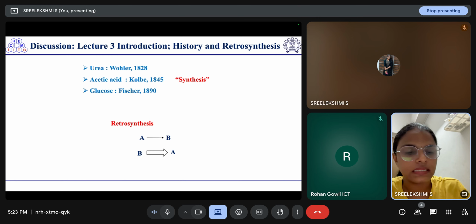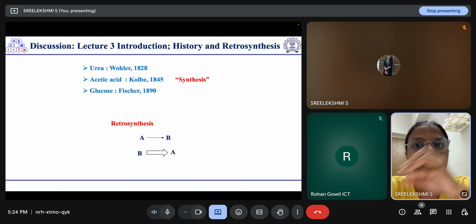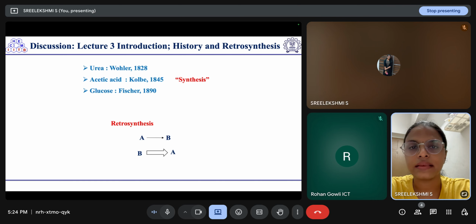Then we have seen that there are basically two ways to complete the total synthesis of a natural product: either a linear way or a convergent way. Linear means we go step by step directly and achieve our target molecule or natural product. Convergent means we synthesize two or more fragments and then couple or join these fragments to get the natural product or target molecule. So those are the two types of synthesis: linear synthesis as well as convergent synthesis.